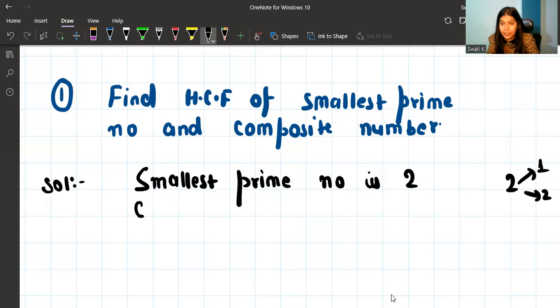Now talking about which is the smallest composite number. So I am going to write it down here. The smallest composite number is going to be, see, 2 is a prime number, 3 is also a prime number, but of course that is not the smallest.